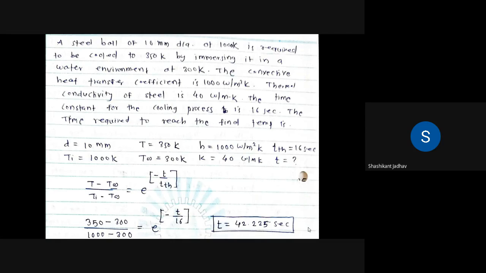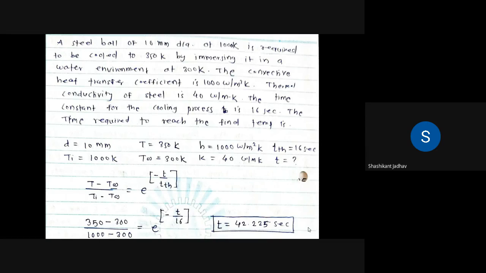Okay, so we have to use that lumped parameter analysis equation. What is that equation? (T minus T infinity) divided by (Ti minus T infinity) is equal to e raised to... So we have to write down the equation in the form of time constant. That is e raised to minus t divided by tau_th, that is the time constant. Okay, so T is given, Ti is given, T infinity is given, and the time constant is also given.